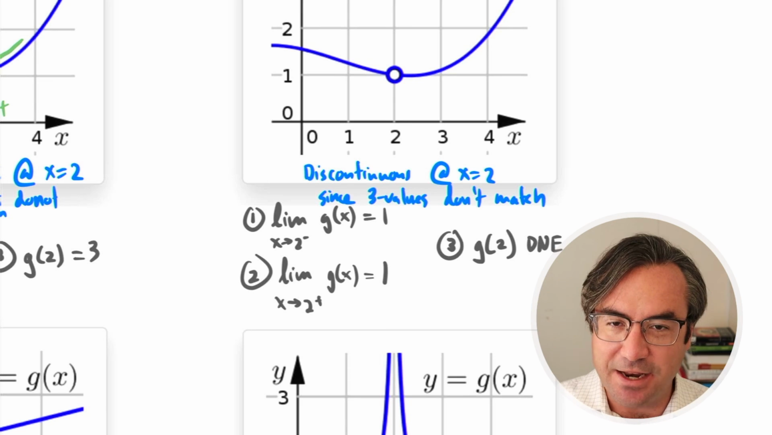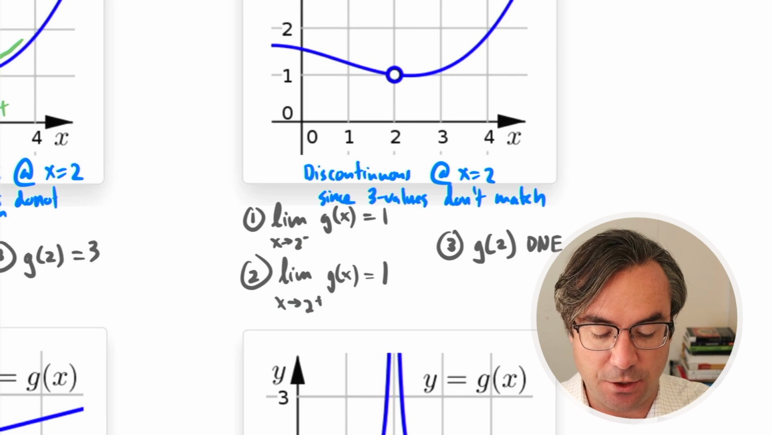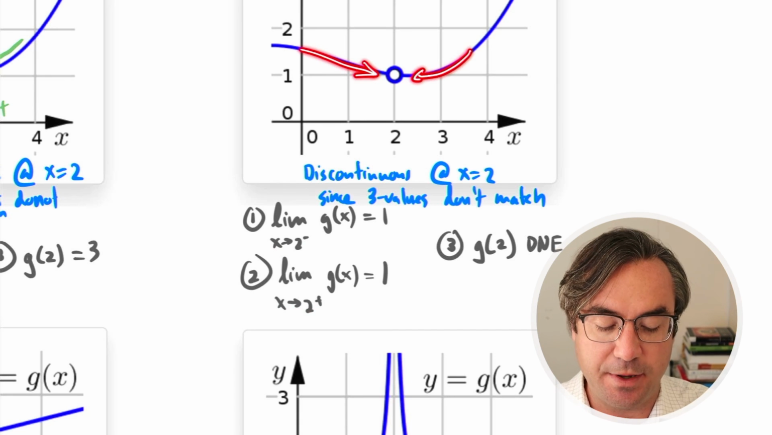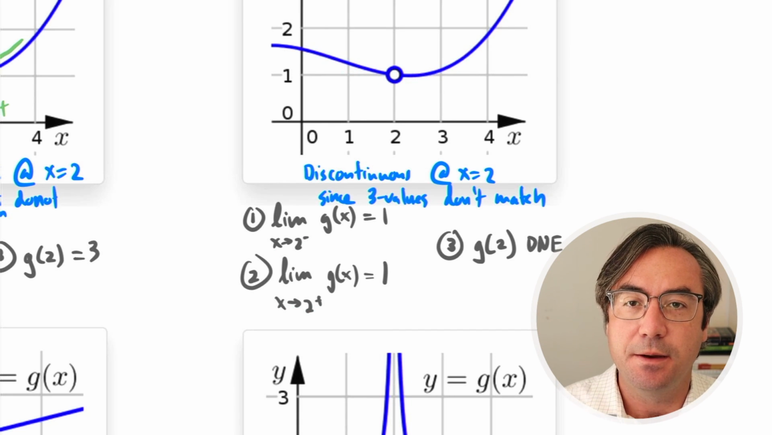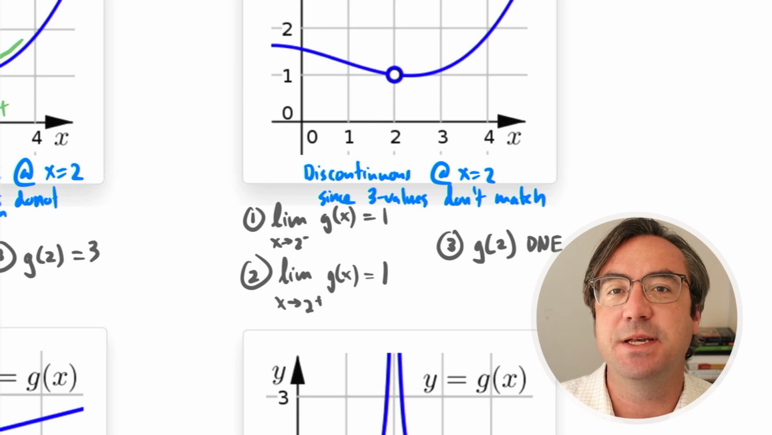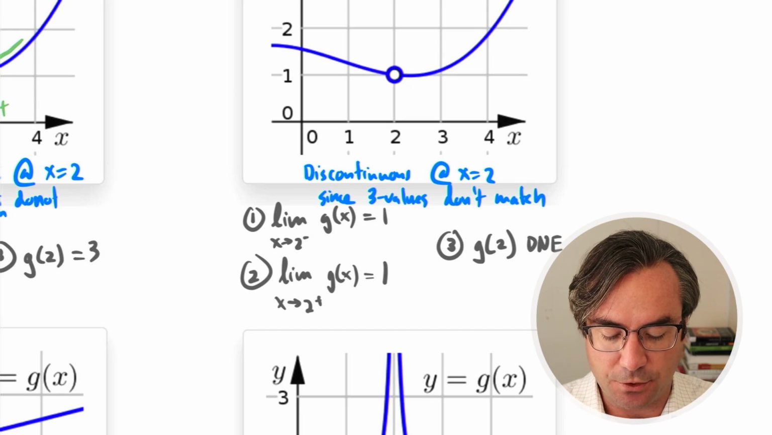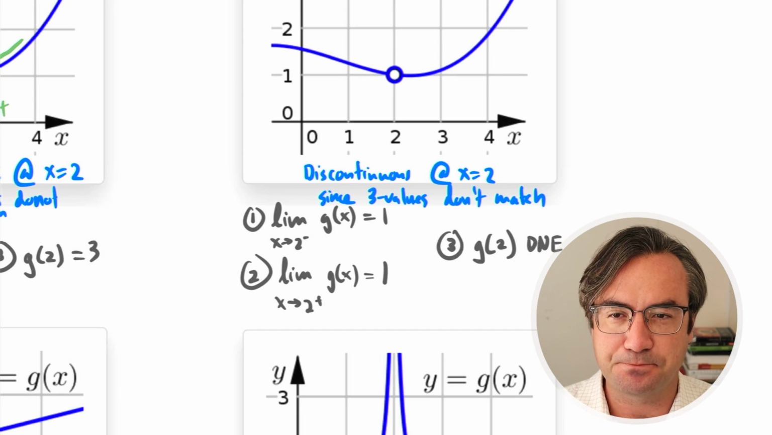So it's not enough that the left-hand limit and the right-hand limit match up. The left-hand and the right-hand limit are both going to the same place, but what's going on directly at x equals 2 is missing. So all three values aren't matching up. So the graph here is discontinuous.